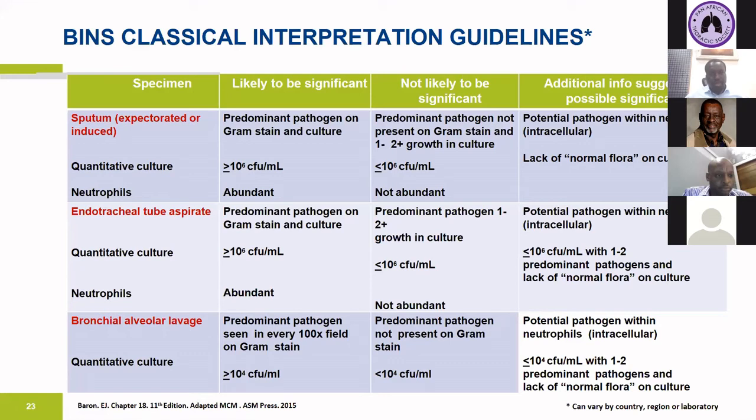This slide is based on some practice from the medical clinical microbiology textbook that basically looks at, depending on the specimen, you also have to correlate with the gram stain, with the culture, especially the quantitative culture, and the neutrophil count, so that you make an interpretation of the semi-quantitative bacterial result. And again, this can vary from country, region, laboratory, but just shows that it can be used to make some clinical decisions.